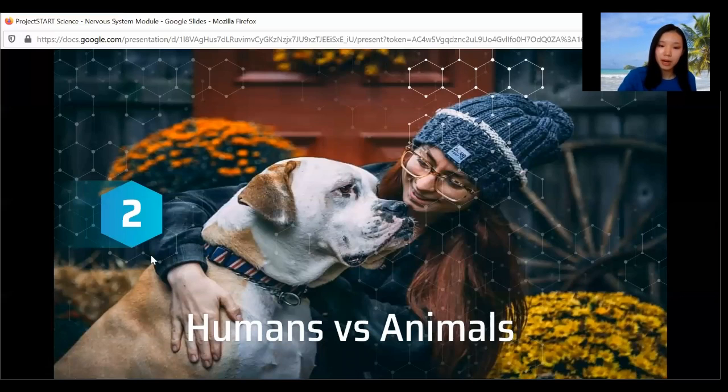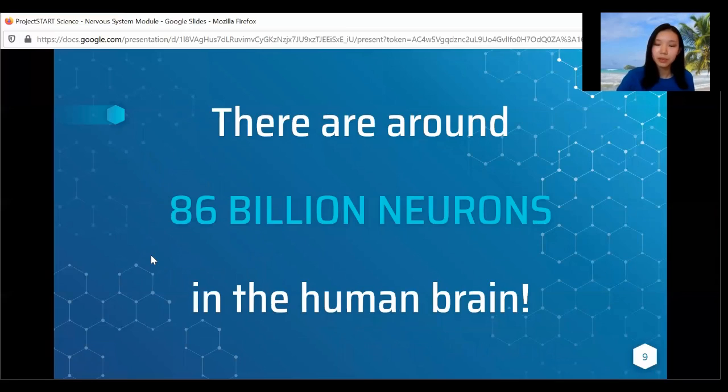Now we're going to compare the nervous system of a human to the nervous system of an animal. So there are around 86 billion neurons in the human brain. That's a lot. There are 75 million neurons in a mouse's brain, 7 billion in a chimpanzee's brain, and 275 billion in an elephant's brain. So more neurons isn't necessarily correlated with smartness. It could also be a factor of their body size, such as elephants. They're bigger, so their brains are bigger too. So they have more neurons.